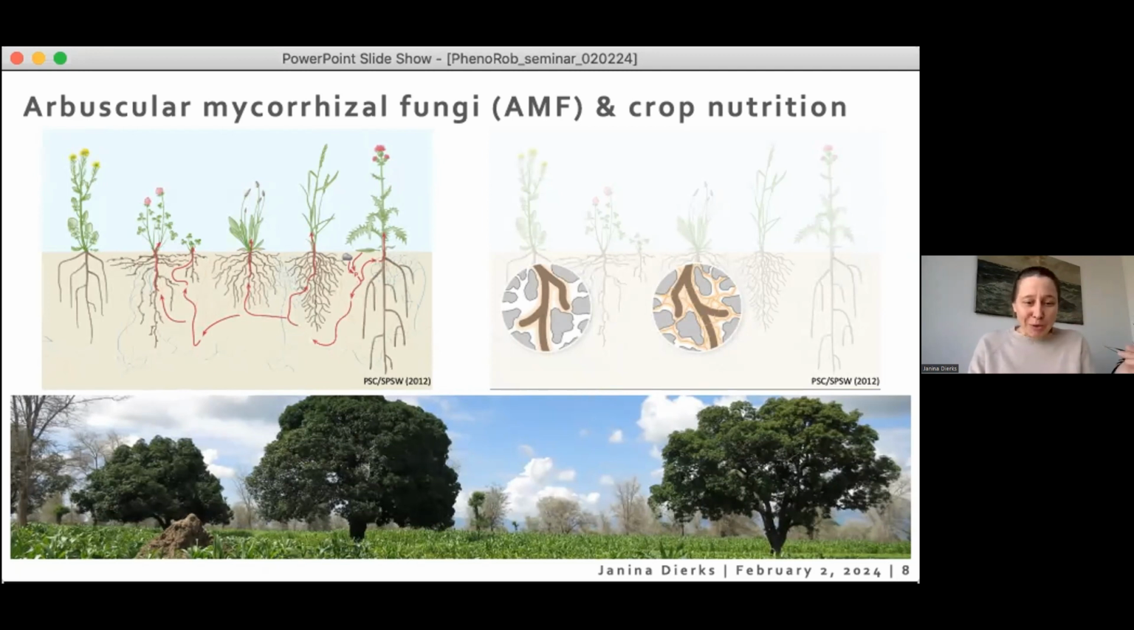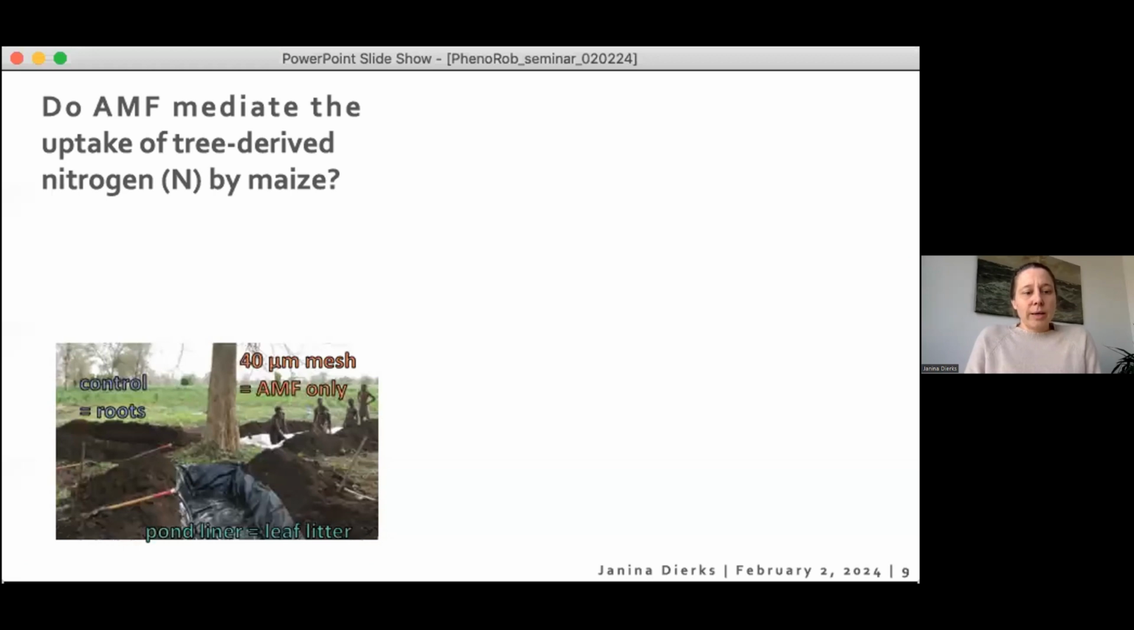However, most of our knowledge about mycorrhizal fungi and interplant nutrient transfer is limited to simplified and small-scale pot experiments. Knowledge on whether these findings can be translated to complex systems is still scarce. I set up a root exclusion experiment around single-standing Faidherbia trees in farmers' fields, and I used isotope tracing to test the hypothesis that mycorrhizal fungi allow maize to gain access to tree-derived nitrogen that is otherwise inaccessible to maize.